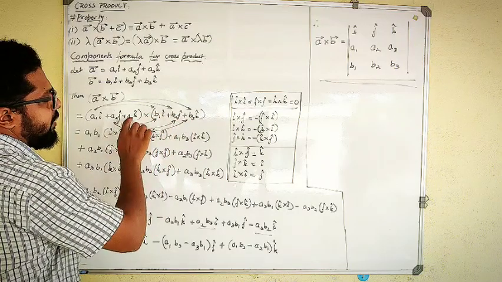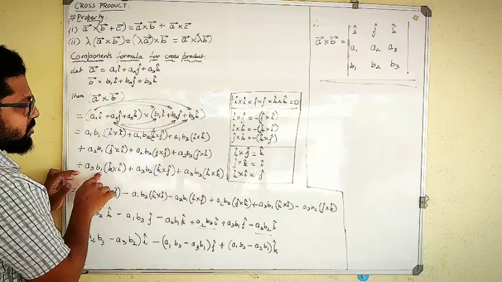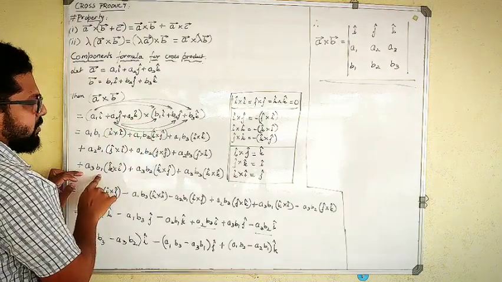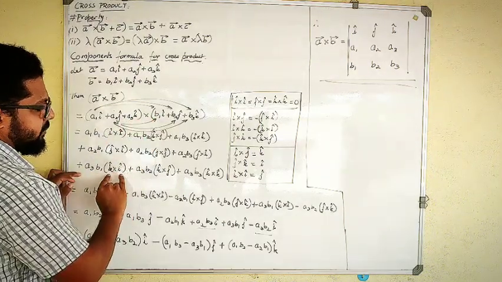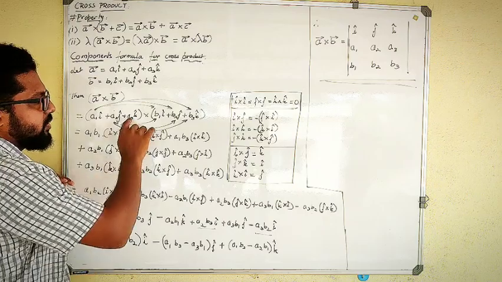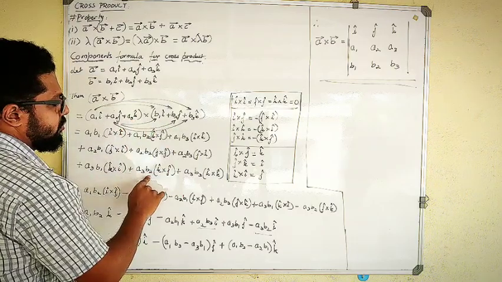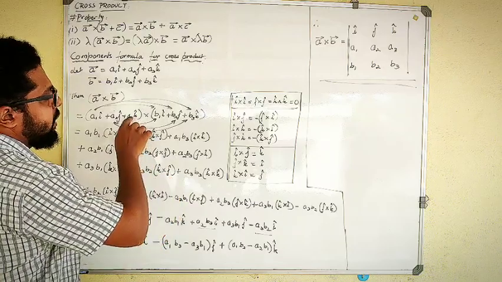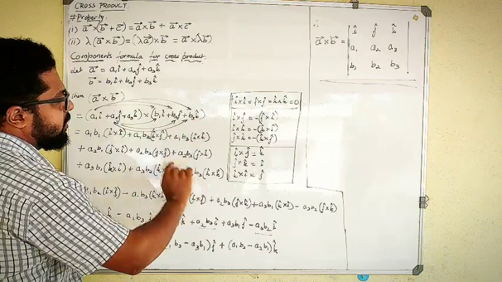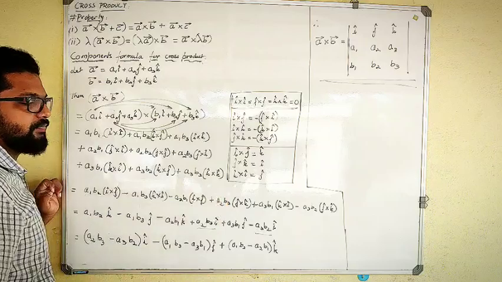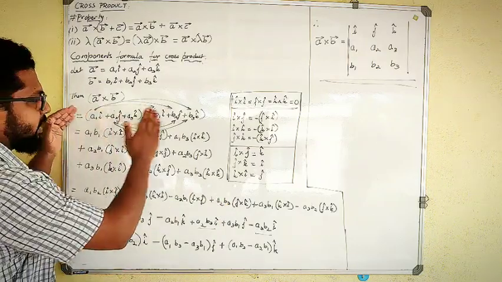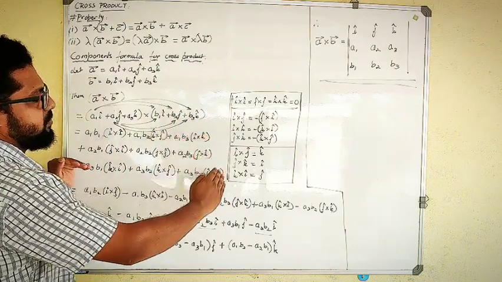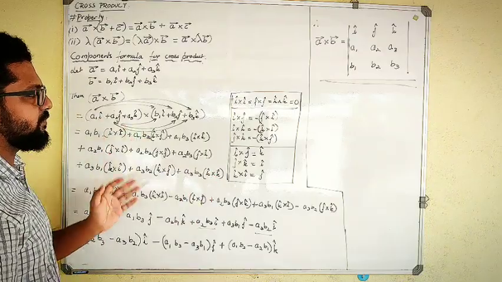Okay. A3 B1, K cross I. Okay, so then A3 B2, K cross J. Then A3 B3, K cross K. Clear? So this is the complete expansion of the cross multiplication. This is the cross product of these two.